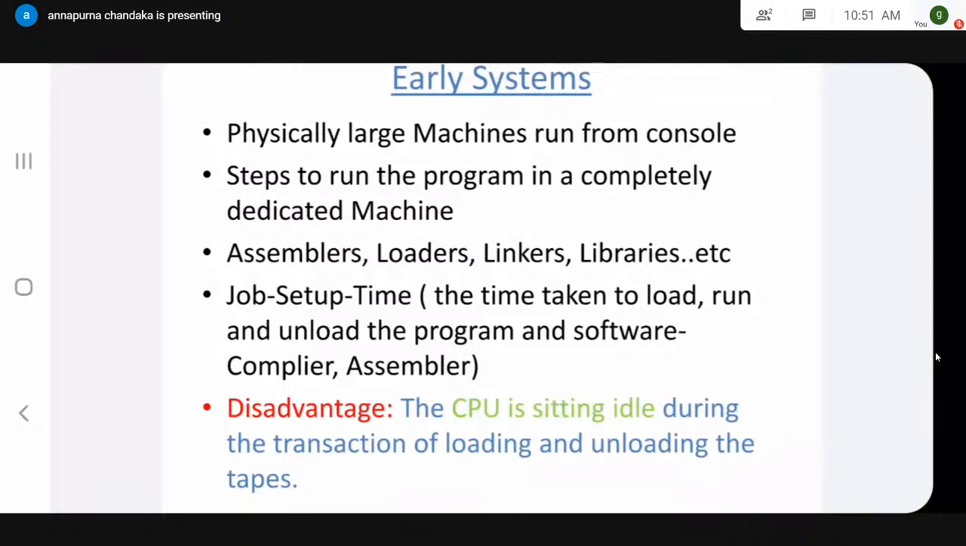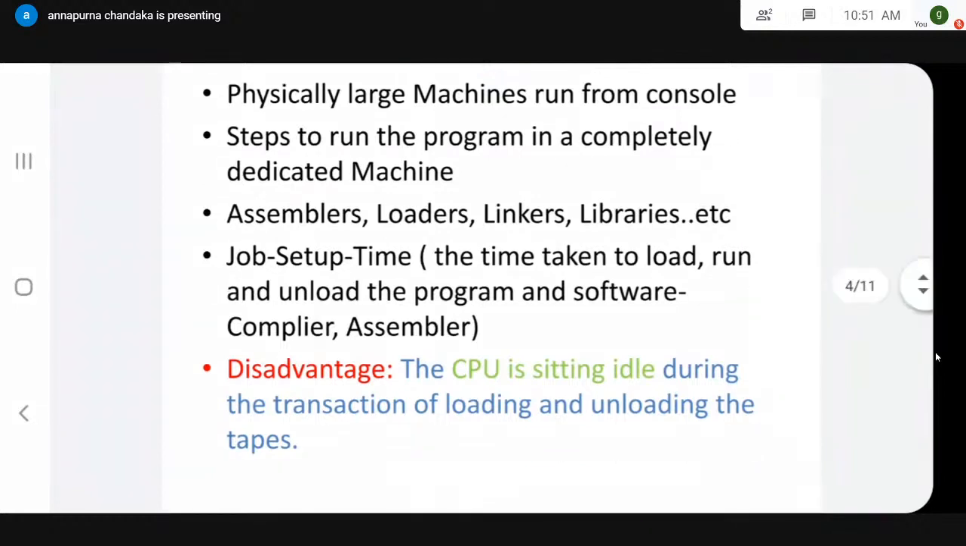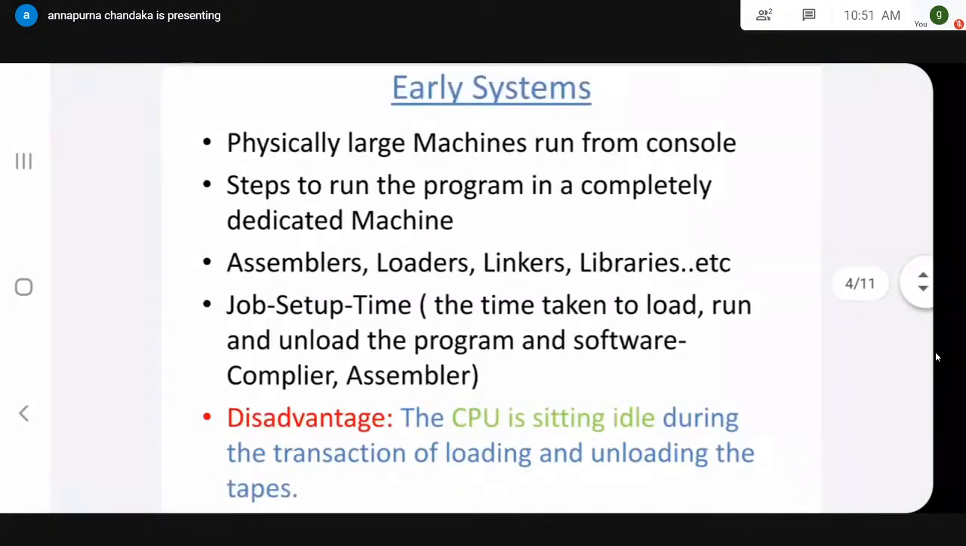Earlier there were no keyboards and no monitors, so if you wanted to type any particular program, you had to type it on punched cards. After punching the entire program on punched cards, the user was physically responsible for loading the program into main memory through front panel switches. The user is responsible, first of all, for writing the entire program.